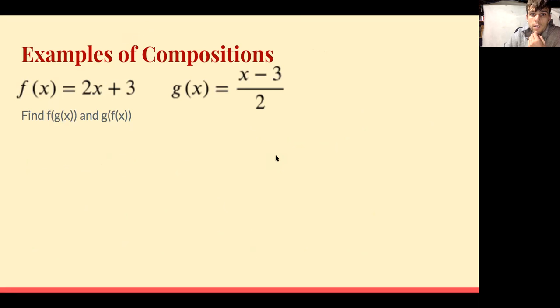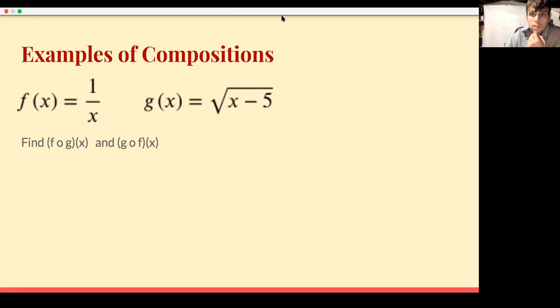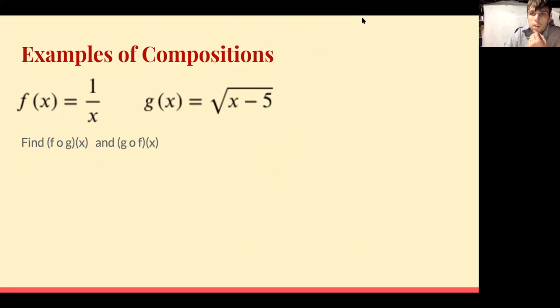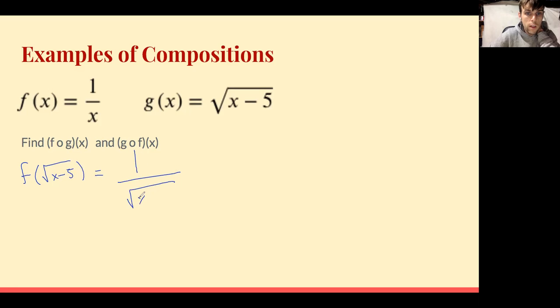All right, and we're going to do a couple more of these, 2 more, I believe. All right, here we go. We have f of x is 1 over x, and then g of x is the square root of x minus 5. So I'm going to first do f of g of x, which means I'm doing f of g of x, which is root x minus 5. So 1 over x, which is root x minus 5.